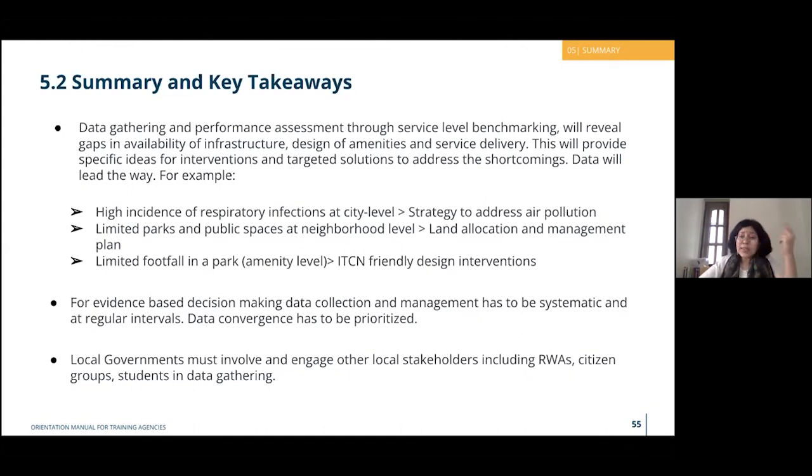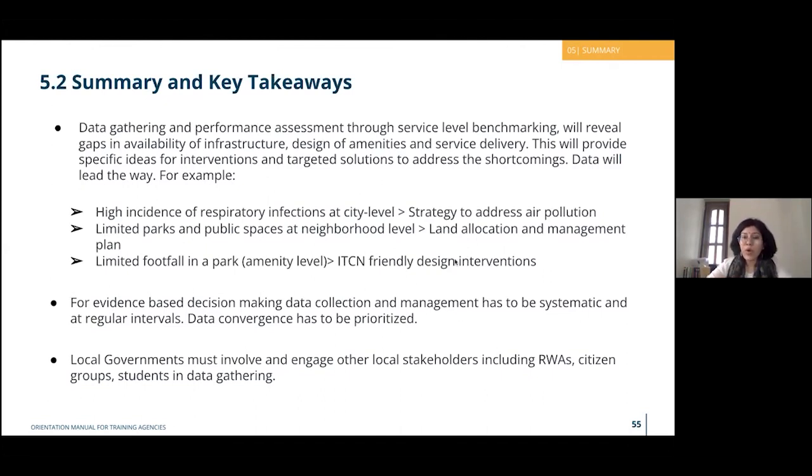And essentially the second concept that we want cities to understand, which was very clear from this discussion, is convergence. Talk about data convergence. What data will come from NULM? What can come from Smart Cities mission? What can be done through WCD? Where can we invite the RWAs? So how do we prioritize data convergence? And then the last one, because we are looking at a special group, is how do we involve them, right? How do we involve the caregivers themselves in collecting this data, in making sense of this data, in understanding this data, and also helping the cities make decisions based on this data, right?